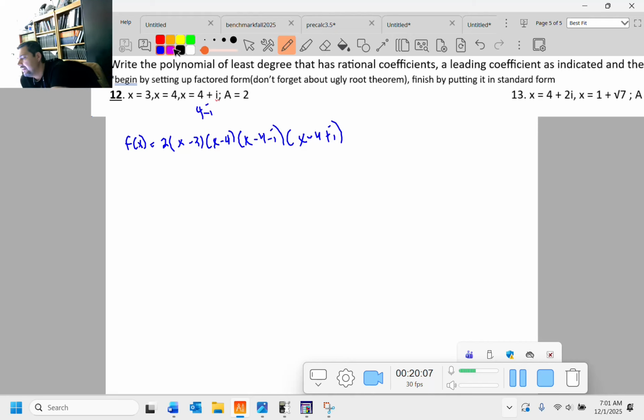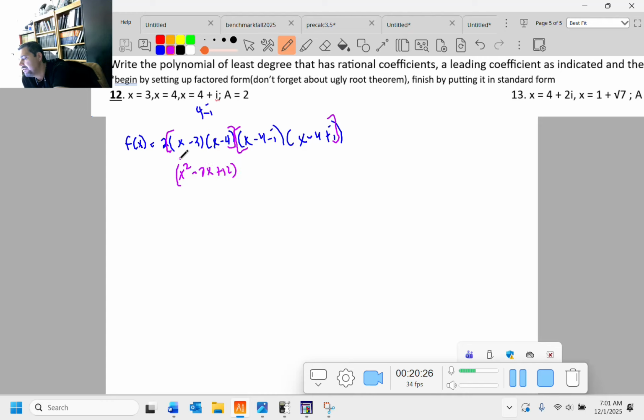And, not that I know what I'm doing here, but what I would do is I would do these two things and these two things, and then I'd worry about the 2. But what do I know? I'm going to FOIL this one out. x times x is x squared, minus 4x minus 3x, so minus 7x, plus 12.